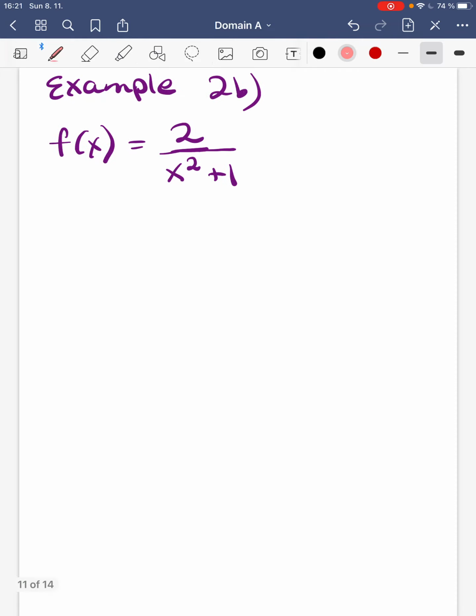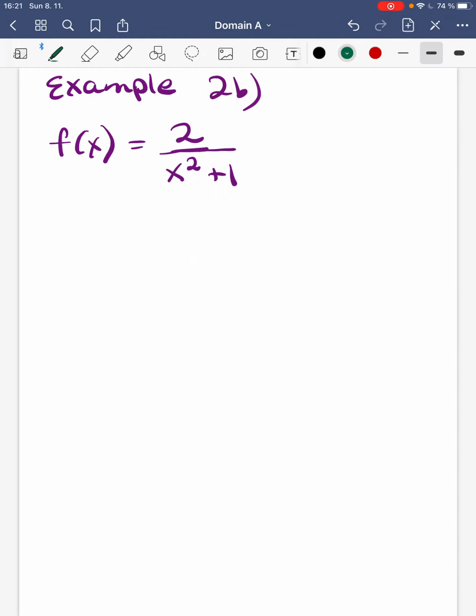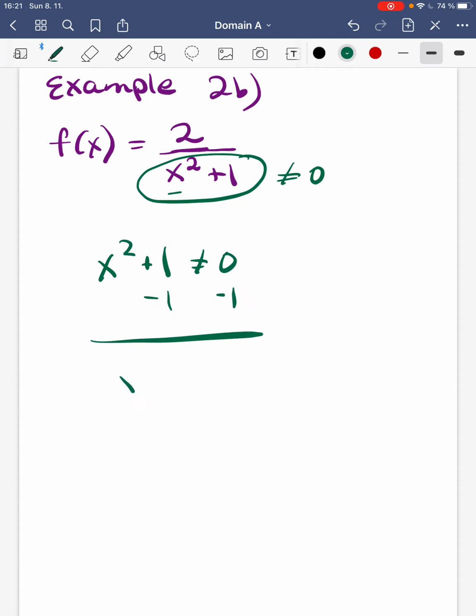All right, so the last example is 2 over x squared plus 1. We're going to do the same thing. We see x in the denominator, so I'm going to take the whole denominator and say it cannot be equal to 0. So x squared plus 1 cannot be equal to 0. I'm going to subtract 1 from both sides. x squared cannot be equal to negative 1.